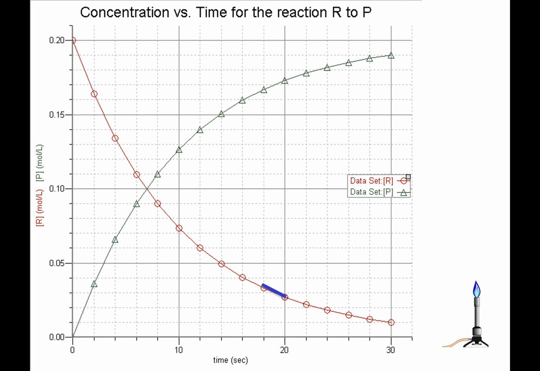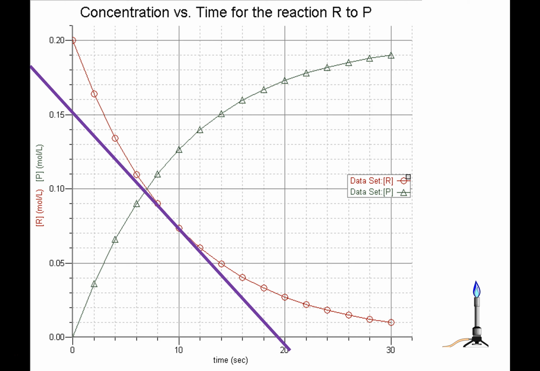Okay, wow, it really slows down. Or, and sometimes this is what we do, we can say for the first 10 seconds, I can go ahead and get a slope of that. Okay, you're going to get different slopes, different rates, depending upon how you grab your data. We could go from the initial to the final.